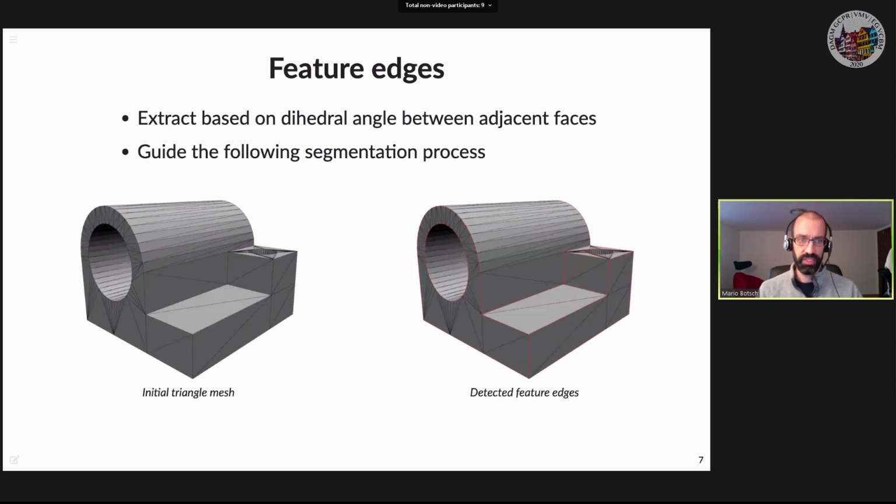The first step in the encoding is that we take the input triangle mesh on the left-hand side and find sharp feature edges, just edges in the triangle mesh where the dihedral angle is above a certain threshold. This is not super critical, it just guides the segmentation by initializing the patches that we have.